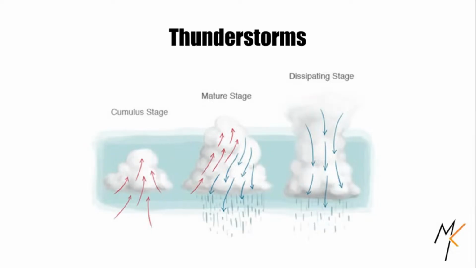Thunderstorms. They are extremely hazardous to pilots and should be avoided by at least 20 nautical miles because thunderstorms are massive in size. So, how do they form and what do we need to know?